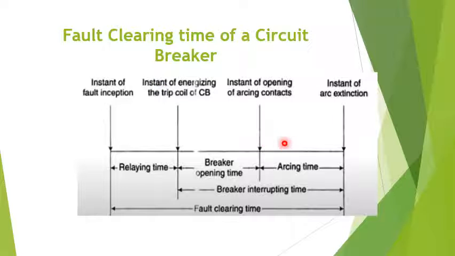After this, there is a time called the arcing time. The arc stays between the fixed contact and the moving contact, and at the end of that, the arc is extinguished by the insulating medium present in the circuit breaker chamber. This breaker opening time and the arcing time together are called the breaker interrupting time. Both together, the relaying time plus the breaker interrupting time, are called the fault clearing time.